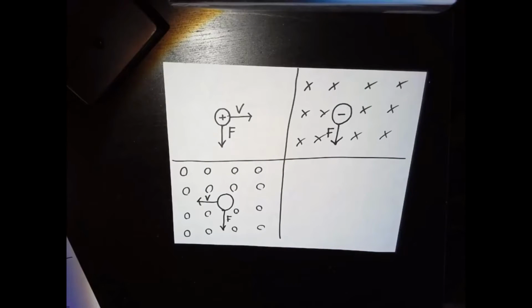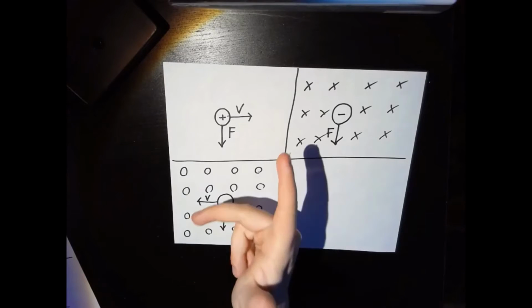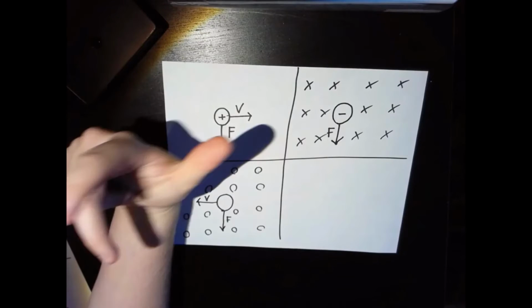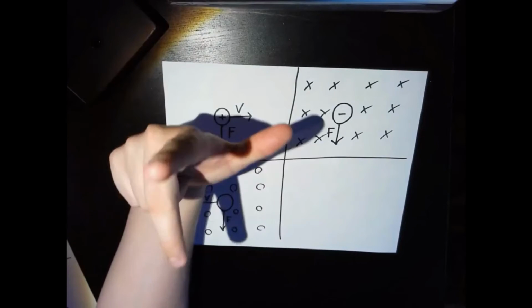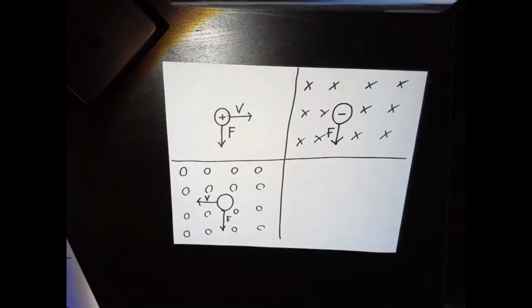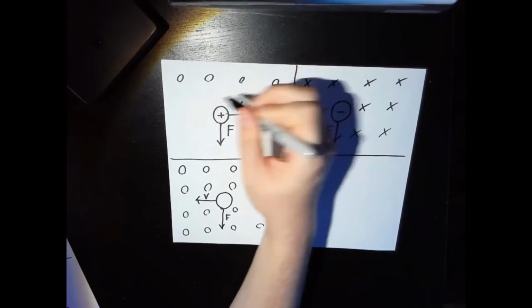So I'm going to make my right-hand rule again and say that, okay, so I'm trying to figure out the direction of the magnetic field, and I can see that the velocity is pointing this way, and my force is pointing down like this. And I can see that my pointer finger is pointing straight up. So that must mean that the magnetic field is also pointing up. So the answer here is that the magnetic field is coming out of the page.